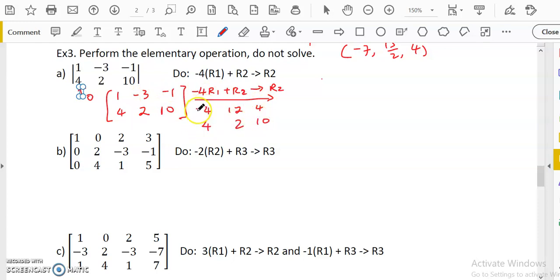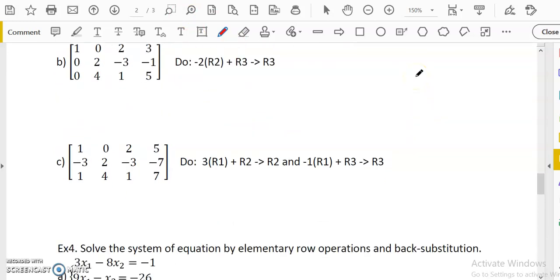So this is the -4 R1 and this is my R2. And if I add them, R1 stays the same, just copy, because I'm replacing only R2 by these: 0, 14, and 14. So this is a new system, and you can see that this system is really easy to solve. Here, we just say that you do not solve, you just do the operation. But you can see that this is an upper triangular system, and you can solve it by back substitution. And we would have the same answer as the original one.